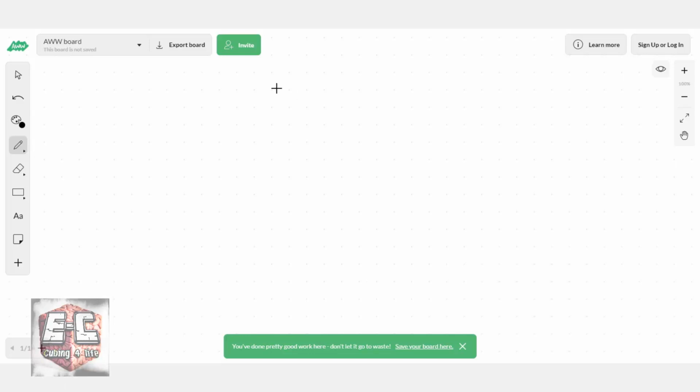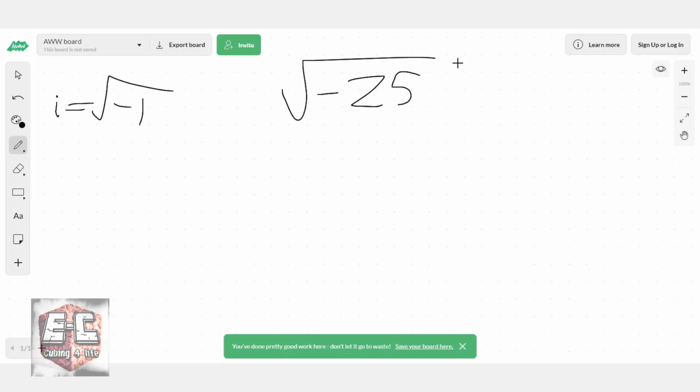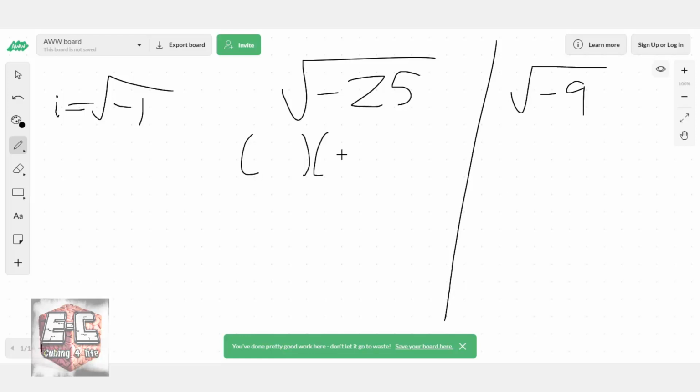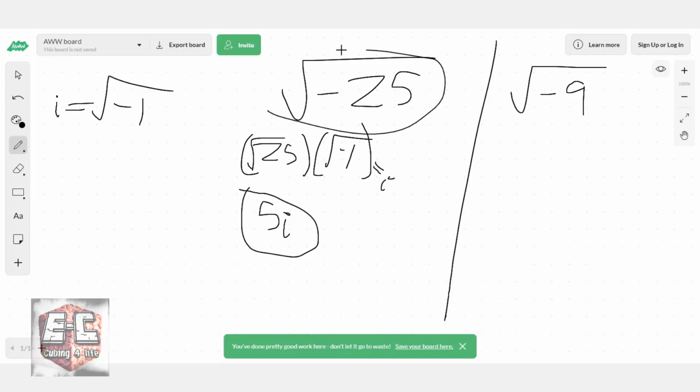So anyway, because we know i is equal to the square root of -1, say we have the square root of -25. All you need to do here is factor it into the imaginary number and the 25. We know the square root of 25 is 5, and we know the square root of -1 is i. So the answer would just be 5i, and that is how you simplify a negative square root.